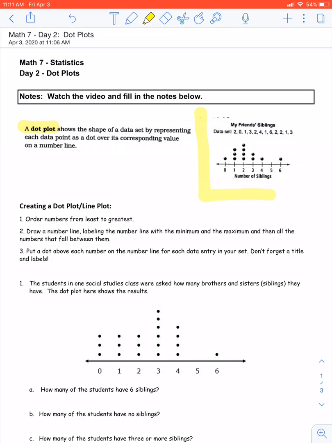So you can take a look here. This is an example of what a dot plot looks like. Okay, here's the data set, and then you have the dots that are associated with that. So there's 1, 0, 3 ones, and so on.